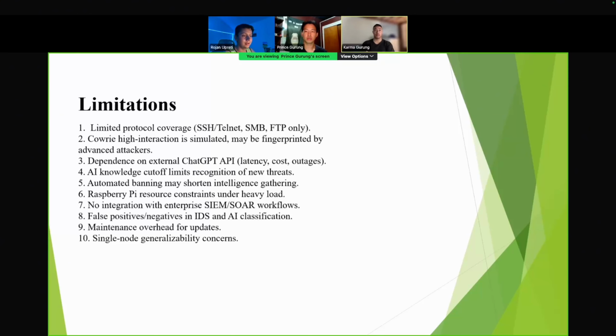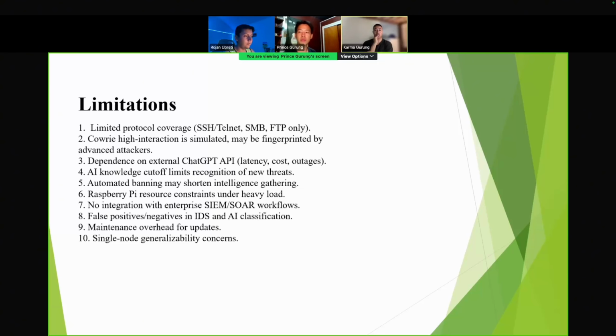And the third one is the dependence on the external API. The first one is the latency, because we are using the OpenAI system, so obviously sometimes their system can go down. And maybe because of some internal issue, the response time will be really high. And the second one is the cost, so the cost really depends on how much we are going to use it.